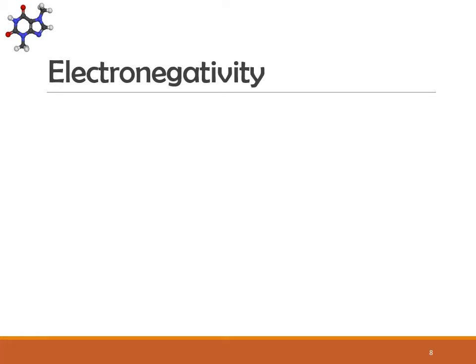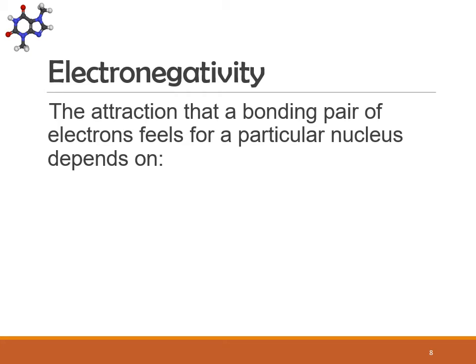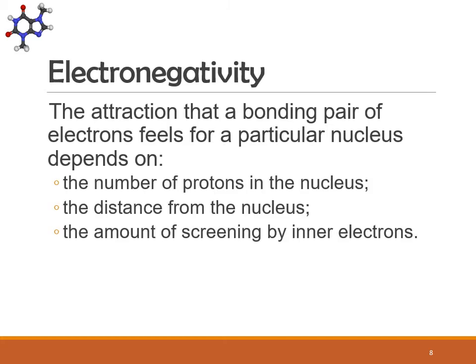Now let's move on to the topic of electronegativity. When an atom with a valence electron meets another atom, its attraction to the other atom's nucleus can determine whether the two atoms will form a bond. This attraction depends on factors such as the number of protons in the nucleus, the distance from the nucleus, and the amount of screening by inner electrons.